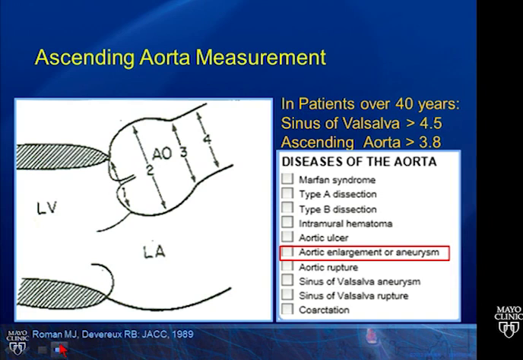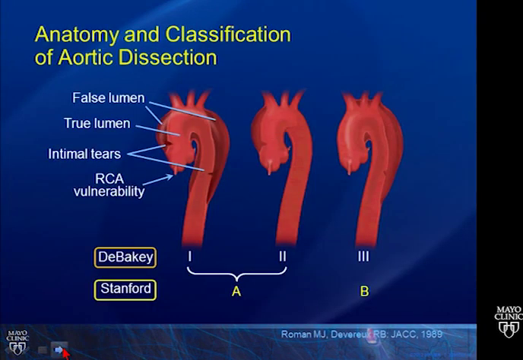So those are some numbers I would commit to memory. And then in practice, I would go back to the documents and have those readily available in your lab to refer back to in terms of aortic enlargement.